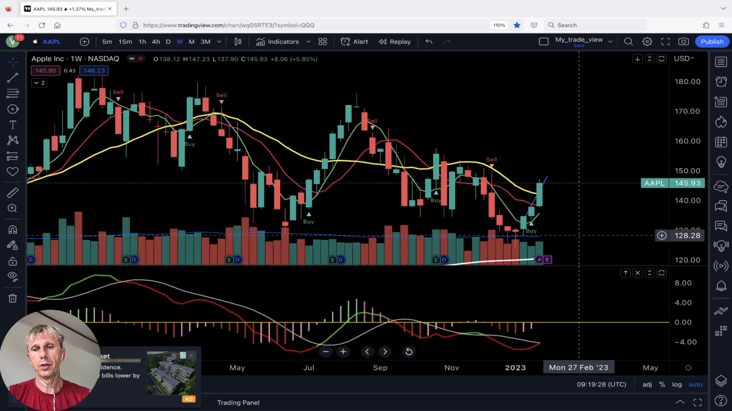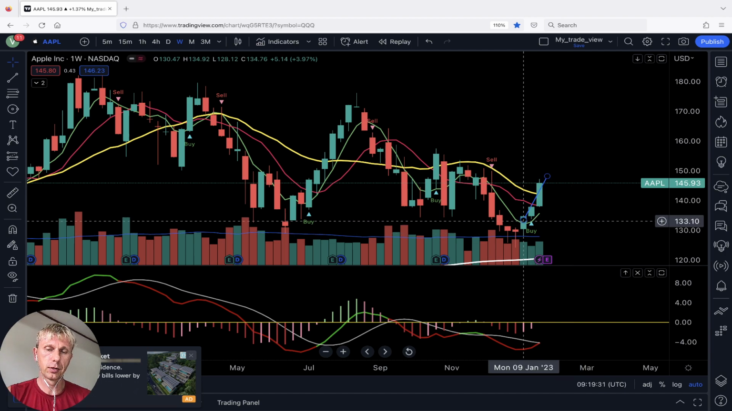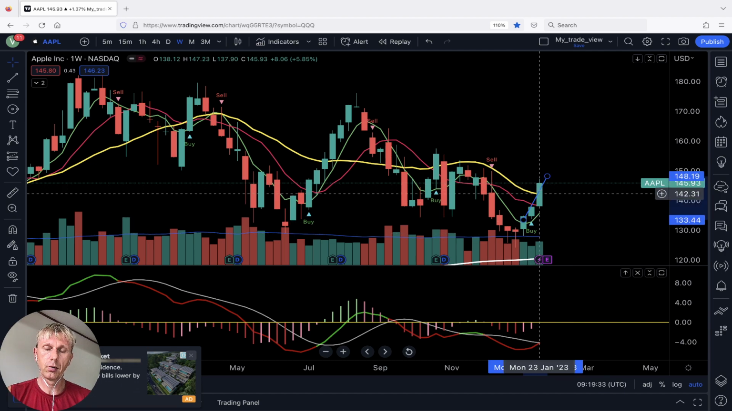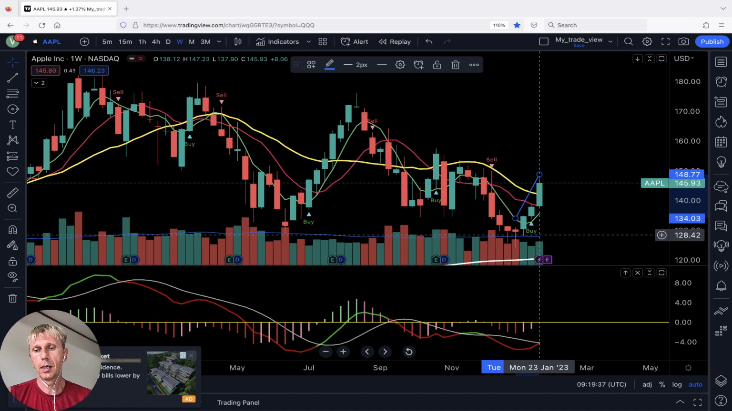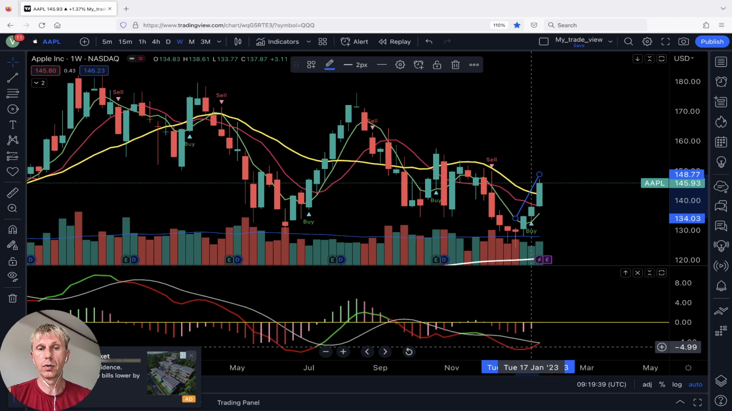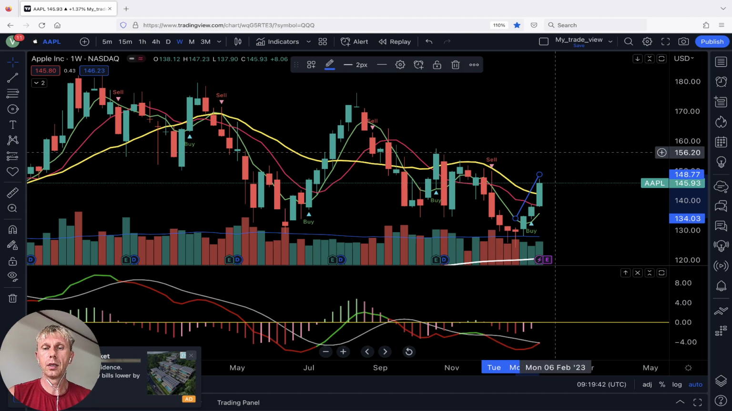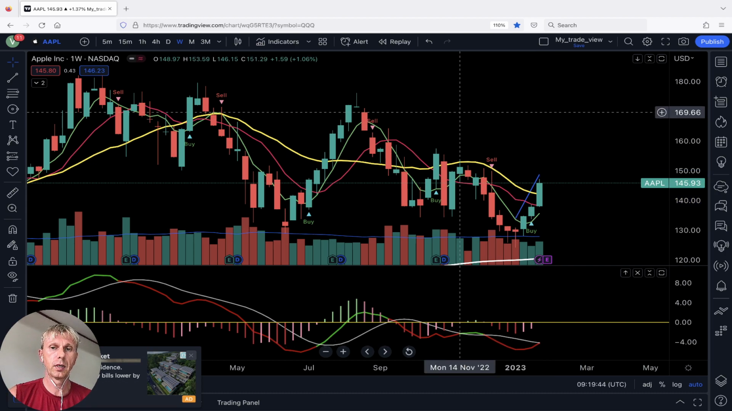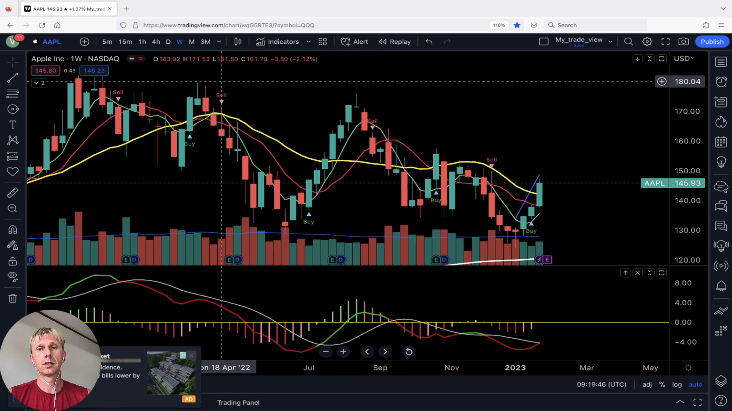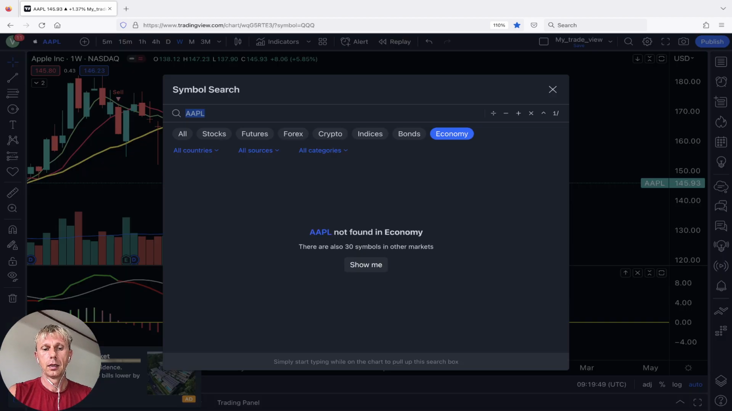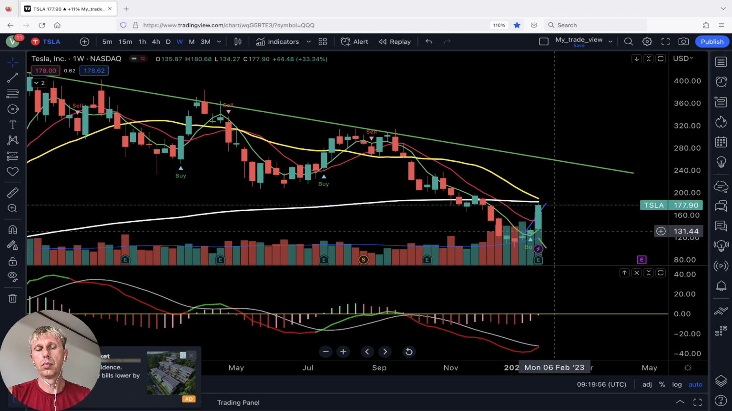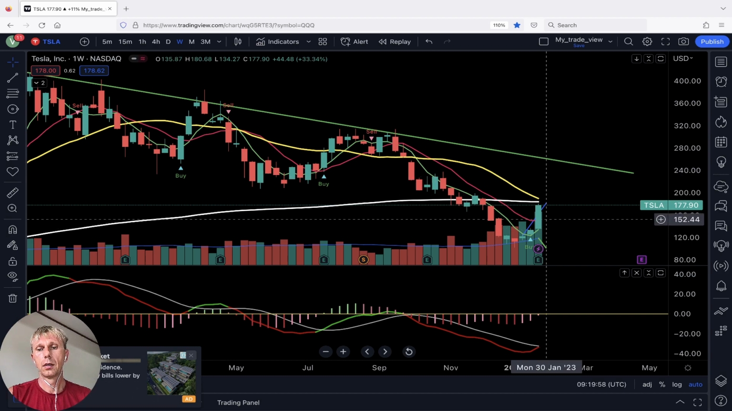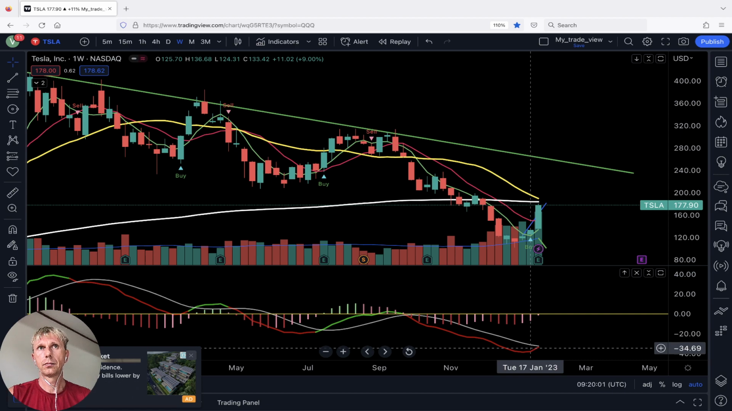Let's move to weekly. Weekly, it's a different picture. Last three bars bullish. Last bar closed above MA20. Bullish signal, buy signal in the script. MACD ready for bullish crossover. Looks like Apple on weekly is bullish. Let's move to Tesla. Tesla, bullish crossover.